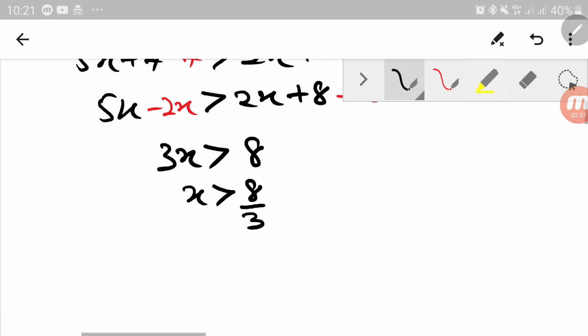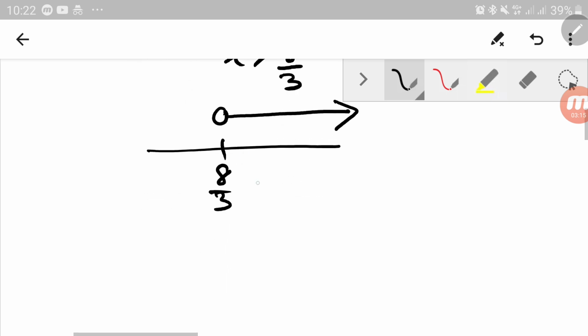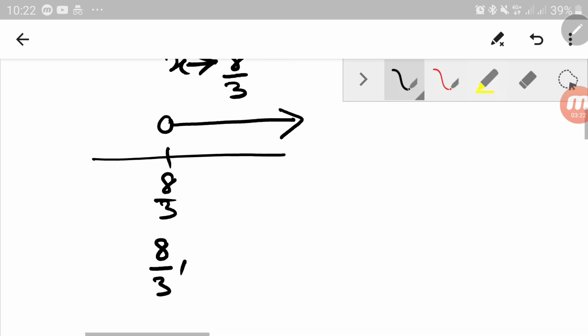Correct. For this one, more or less the same thing as the previous one. 8 over 3 here, an empty circle on top of 8 over 3, and the line is going to the right. See, same thing, an arrow some more. Easy. Now how about the interval? The interval starts from 8 over 3.